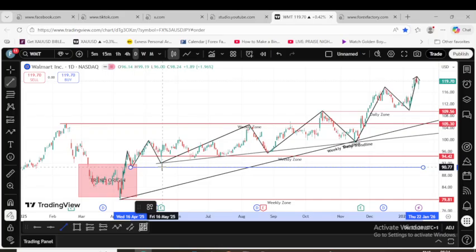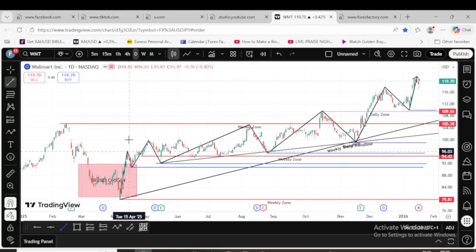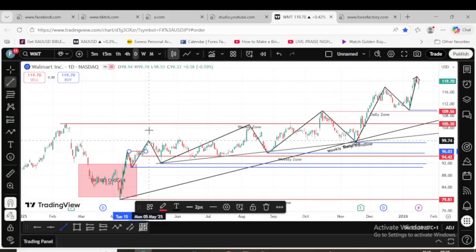So now let's identify our higher highs. Use red lines. So we have one here. We have another here. We have another here. We have another here. Then we have another here. Okay, so now let's delete this.